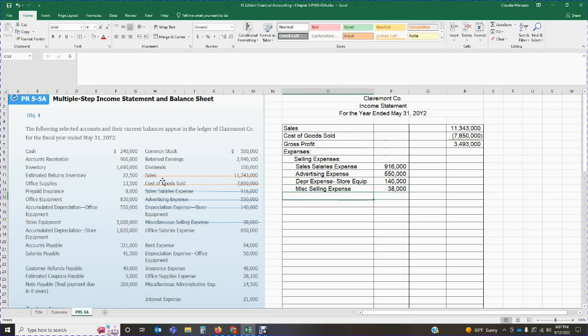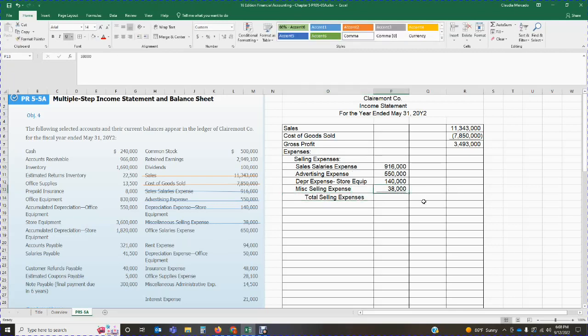And that is it. These are my sales related expenses. From here we start off with the office. Those are my admin expenses. So I'm going to go ahead and get my total selling expenses. We're going to add those and take them to that center column. We're going to add everything here, and that gives me $1,644,000.